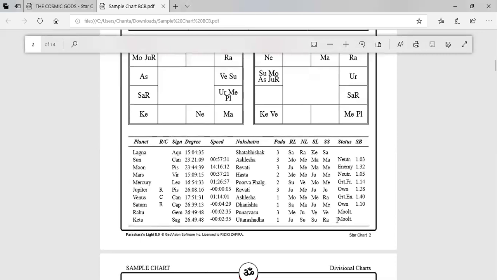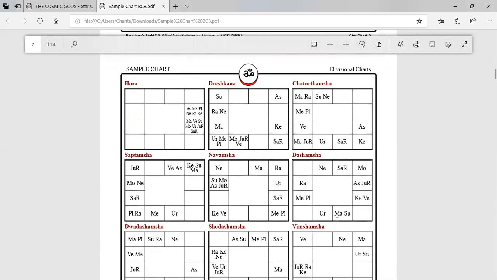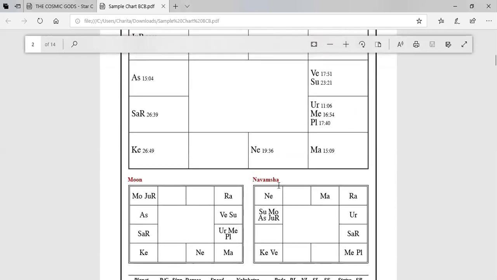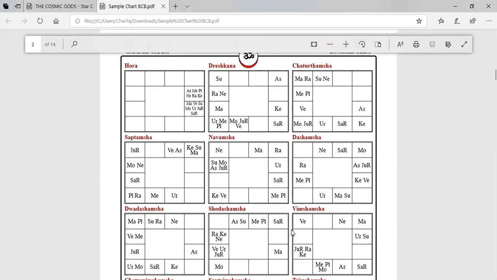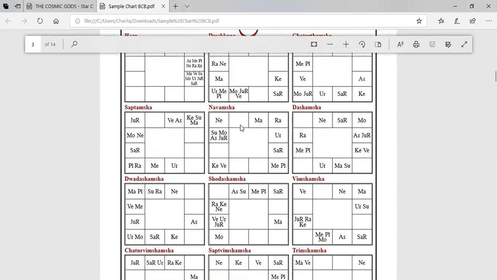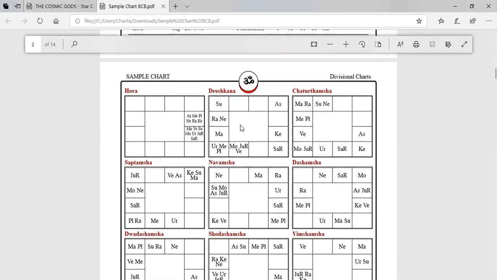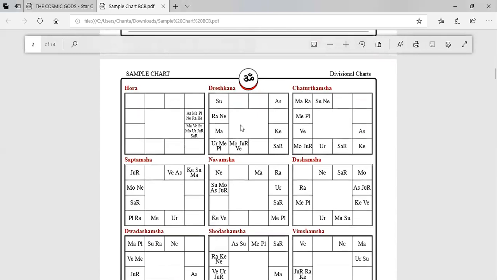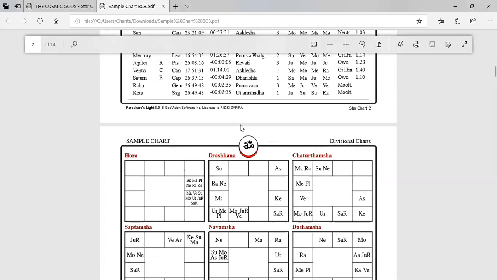All right. Now, this next sheet is the divisional charts, right? So remember when I first talked about the Navamsha chart, that is also here in this divisional chart page. Now, divisional charts are deeper insights into the sun constellation. What do I mean by that?